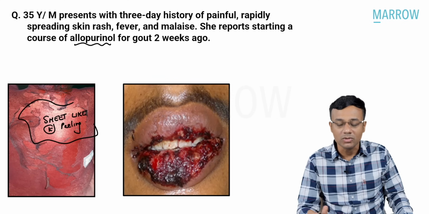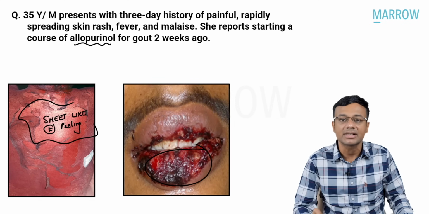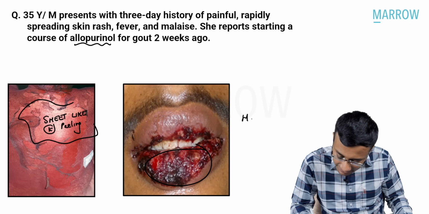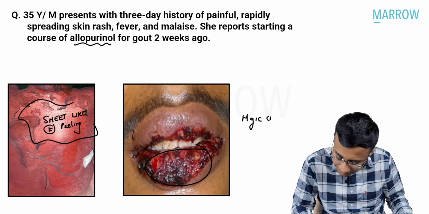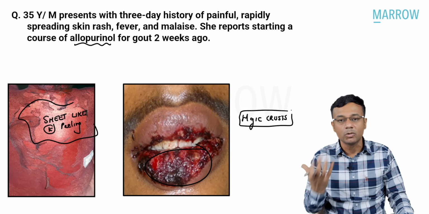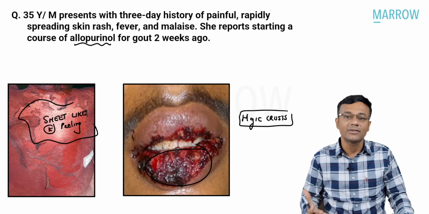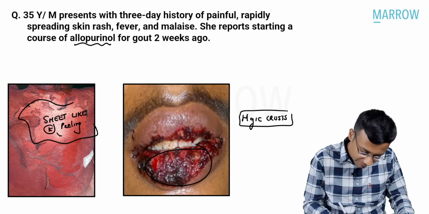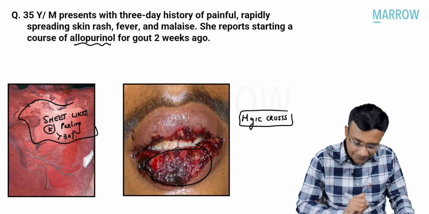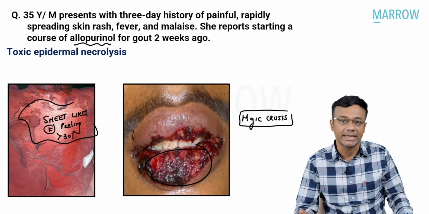And if you look at the mucosal involvement, what is the name of this crust? This crust is known as hemorrhagic crust. These are called hemorrhagic crust. There is very prominent mucosal involvement. There is skin involvement to the course of more than 30% body surface area. We're talking about toxic epidermal necrolysis.